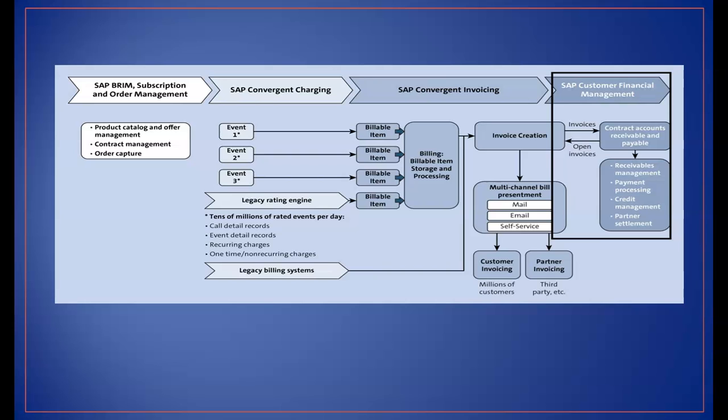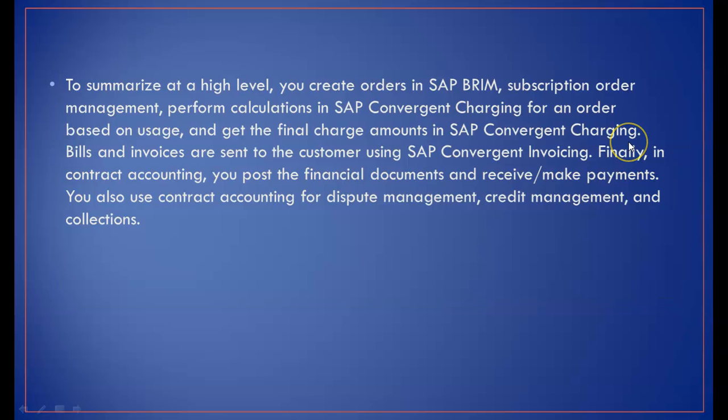So we have discussed customer financial management. To summarize at a high level, you can create orders in SAP BRIM subscription order management, perform calculations in SAP Convergent Charging for an order based on usage, and get the final charge amounts in SAP Convergent Charging. Bills and invoices are sent to the customer using SAP Convergent Invoicing. Finally, in contract accounting, you post the financial document and receive or make the payments. You also use contract accounting for dispute management, credit management, and collections.